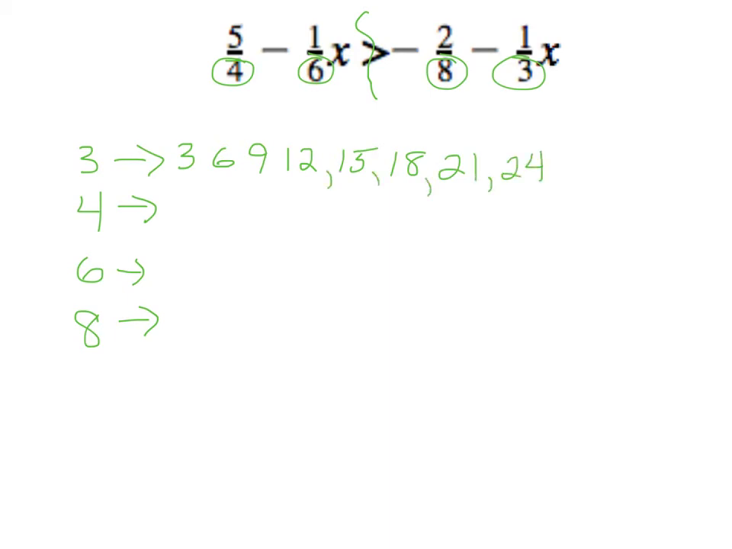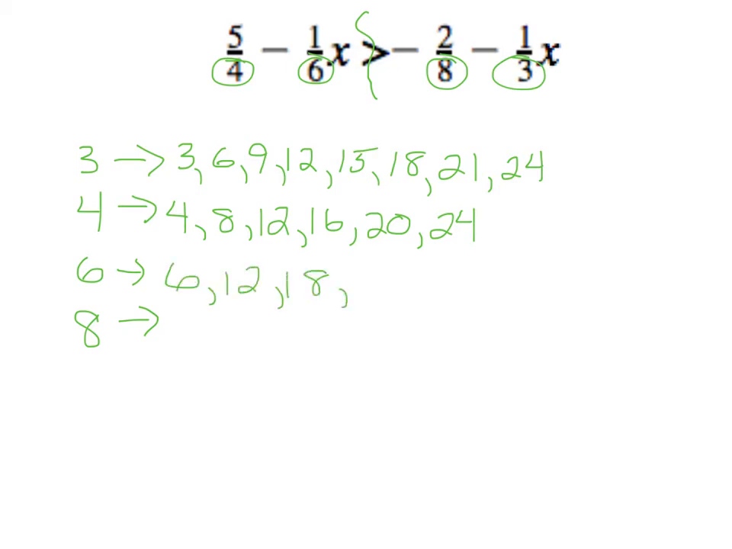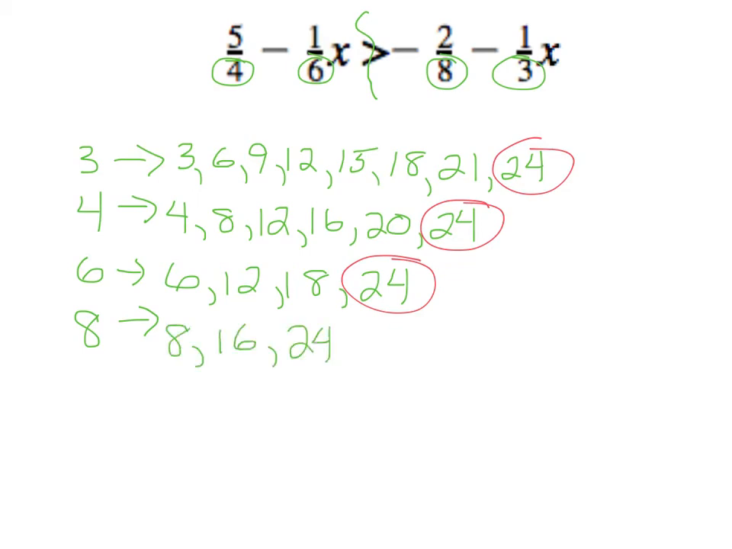I'm just going to draw those. Let's do 4s. 4 times 1, 4 times 2, 4 times 3, 4 times 4, 4 times 5, 4 times 6. Then we'll do 6 times 1, 6 times 2, 6 times 3, 6 times 4. It's looking like we're getting a repeating number in all of them. Let's see if it works for the 8s. 8 times 1, 8 times 2, 8 times 3. So 24 shows up in all 4 numbers. This is going to be the magic number we want to multiply everything through by.